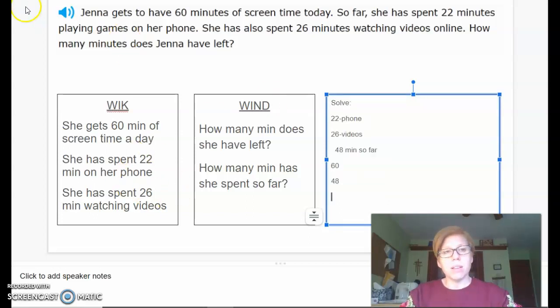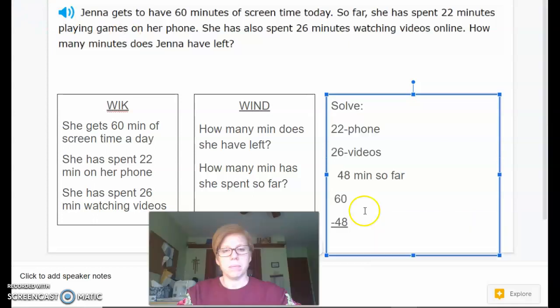Give me just a moment. I'm going to pause this. My numbers are getting small. There we go. I fixed my numbers so they wouldn't shrink as I did my math problem.